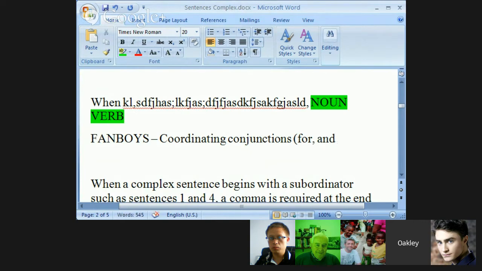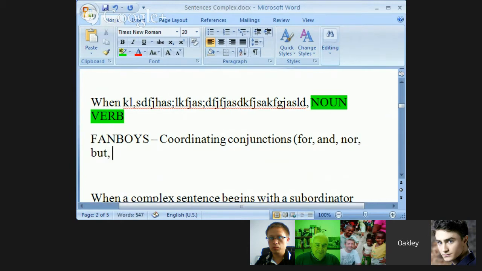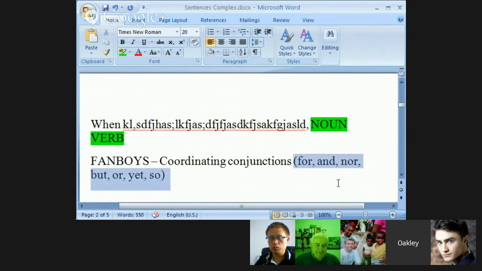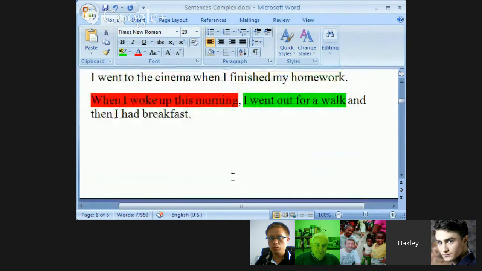Okay, in your case, there's a couple things I want to show you here. To review, these are special. These are different. These are used for combining two simple sentences, aka two independent clauses. These special conjunctions. All other conjunctions are subordinating conjunctions.